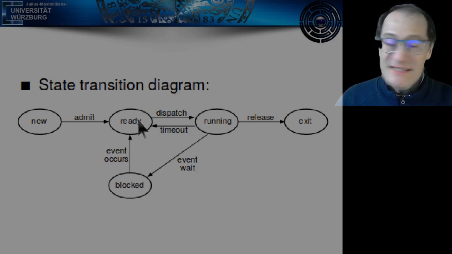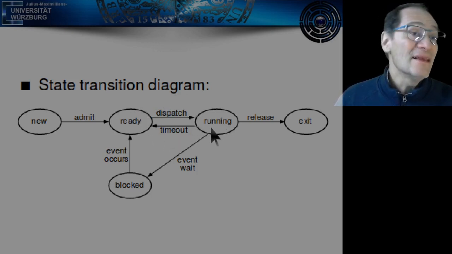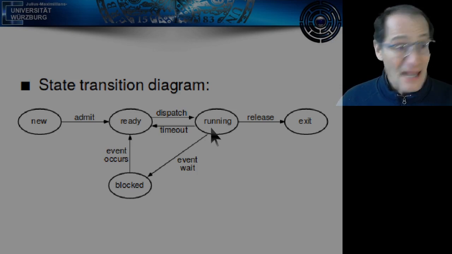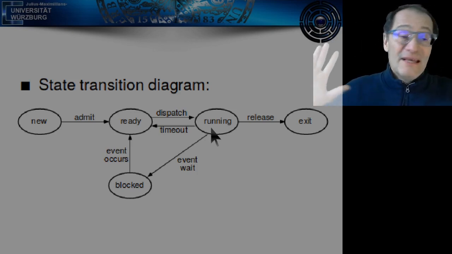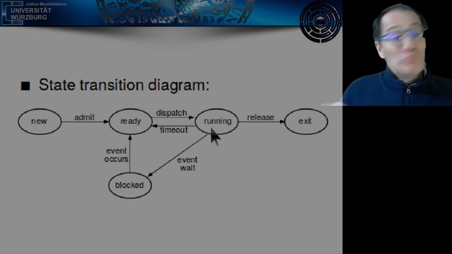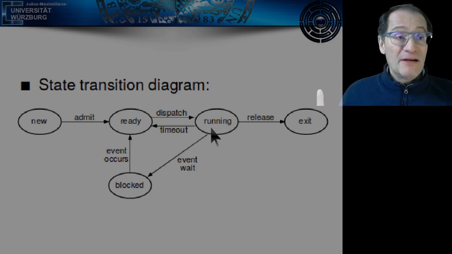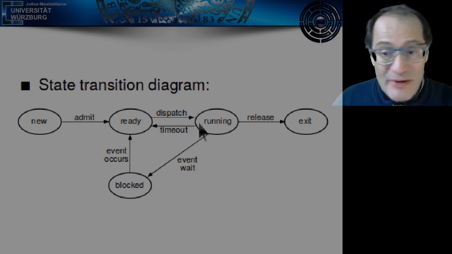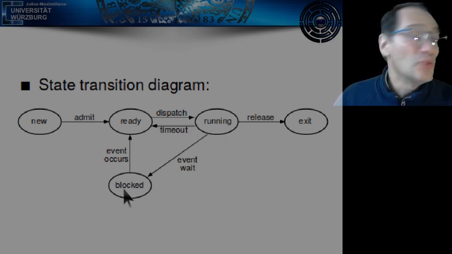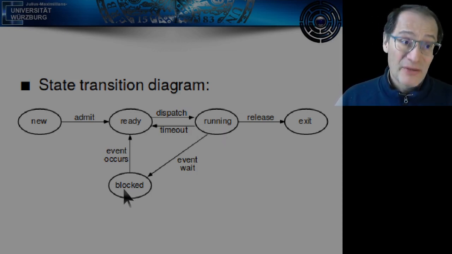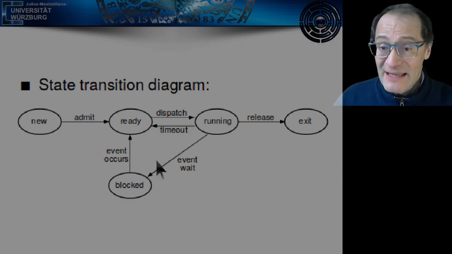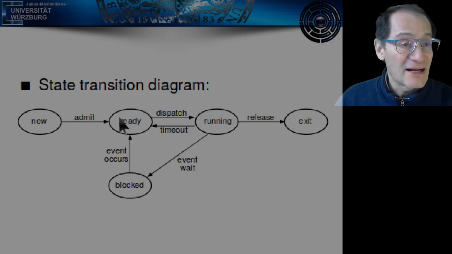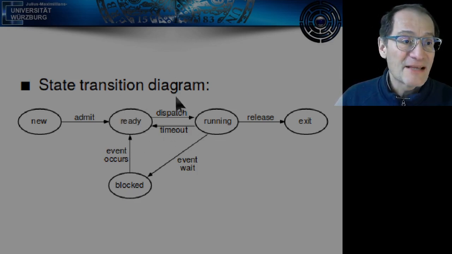Another possibility is that this task has to wait, for example, for some event. It needs data from a device, and the data is not there. Or maybe it says, I need to wait until a time point, for example, 12 o'clock. Then it will go from running to the state blocked, waiting for something which comes from outside. And then another task will be taken from the ready list, and it will be executed.